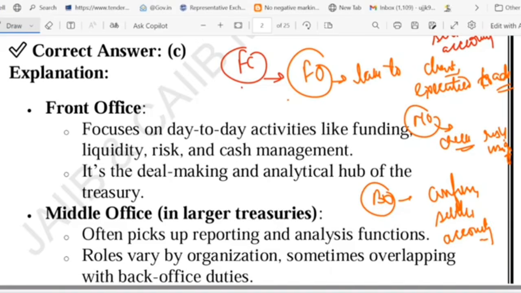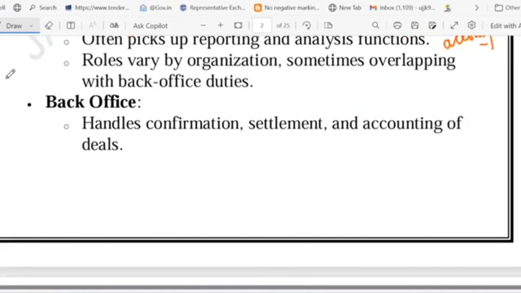So what we learned from this discussion is that whenever you see the word front office, just remember they are the deal maker. So let me write it down. So FO, they are the deal maker. Okay. They execute the trade. Trade execution is done. They manage the risk. Okay. And they manage the liquidity also.